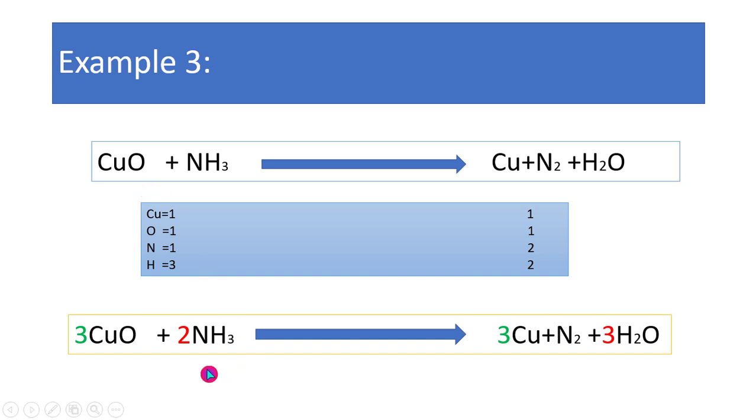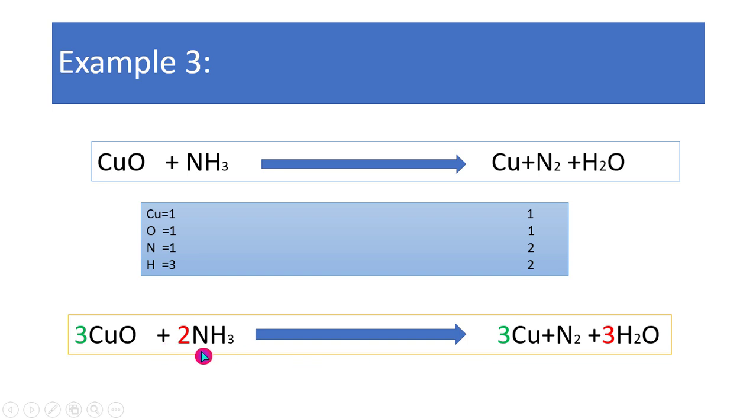And before balancing the oxygen atom, we first balance the hydrogen atoms. Here the hydrogen atoms become 6, and here the hydrogen atoms are 3. So we use the coefficient 2 here, so that the number of hydrogen atoms becomes 6.